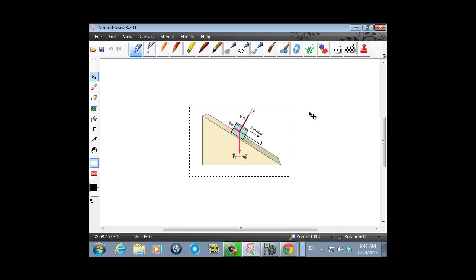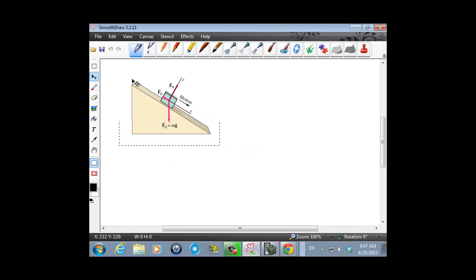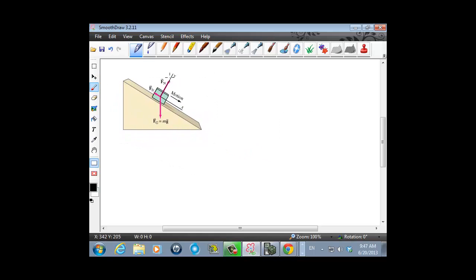Here we have an object on an inclined plane, and if we look at all the forces that are acting on it, we have the force of gravity that's acting straight down. We have the normal force that's perpendicular to the plane. We have the force of friction that's parallel to the plane. It makes sense in this example to use axes that are parallel to the plane and perpendicular to the plane.